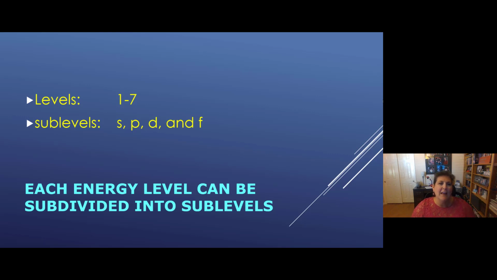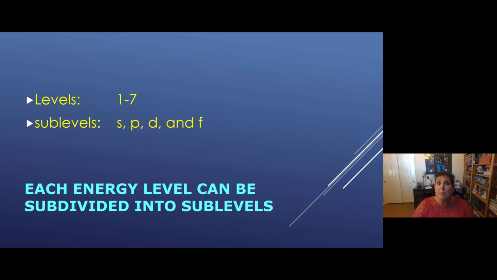Hello GCC, we're back in chapter 5 and now we're going to learn more about the atomic structure of an atom. So we just learned about levels, energy levels. That's where the electrons can be and go around the nucleus. There's actually up to 7 levels, 1, 2, 3, 4, 5, 6, 7.